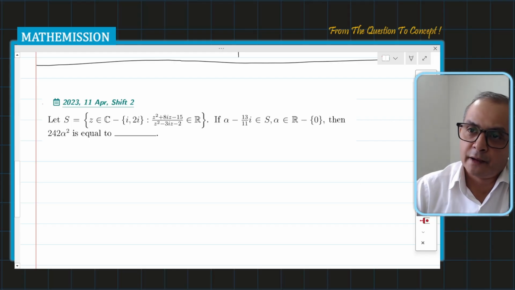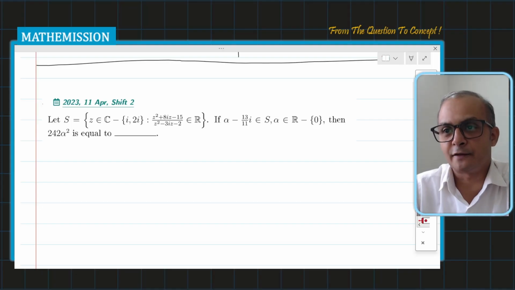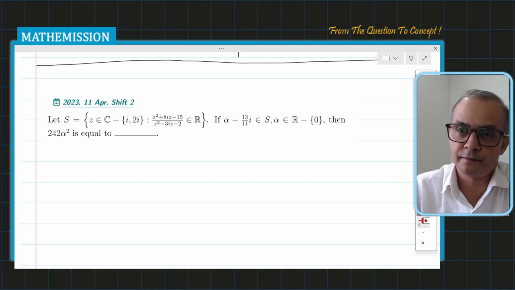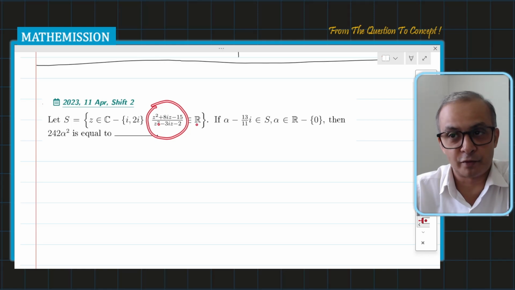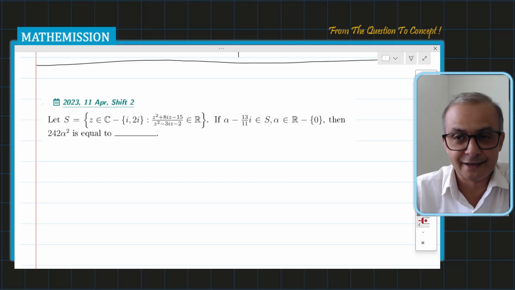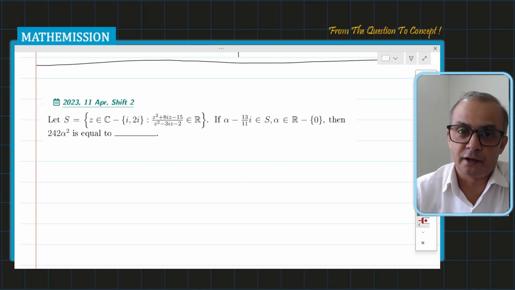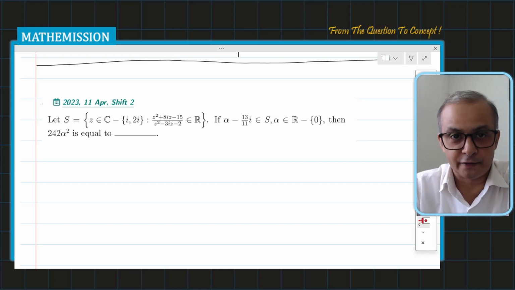Let's think. But before that, you see, what is the genuine, actually natural way to think that this alpha minus 13 by 11 iota is a complex number which satisfies this relation. This relation means this is a real number going to provide if you substitute like this. So one can think that, okay, why not I can substitute alpha minus 13 by 11 iota at the place of z and evaluate everything, and after that I will take the imaginary part of that complex number as 0, and from there I can find out the value of alpha.